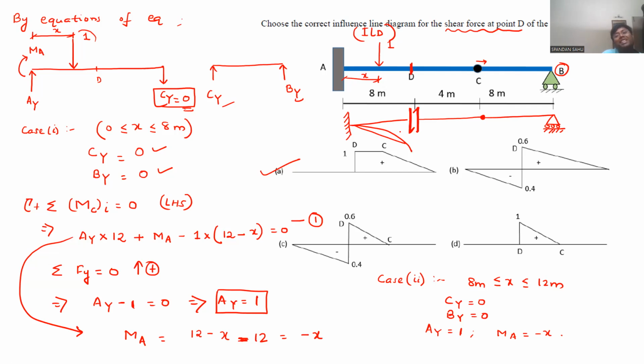How come it will take a linear shape? No. First of all, it should take a linear shape. Yeah, for all the determinate structures, where is my picture?